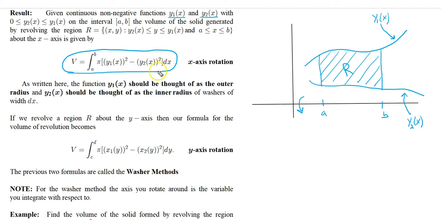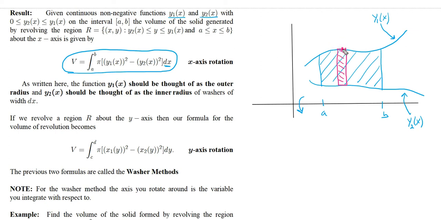Now when you're using this formula, it's also helpful to think of the y1 as being the outer radius of a small washer, and y2 should be thought of as the inner radius of a small washer, and the dx should be thought of as the width. So if you think back to how we derived this formula, you should think of drawing little rectangles like this, and then when this rectangle in here gets swept around the x-axis, it forms a washer.